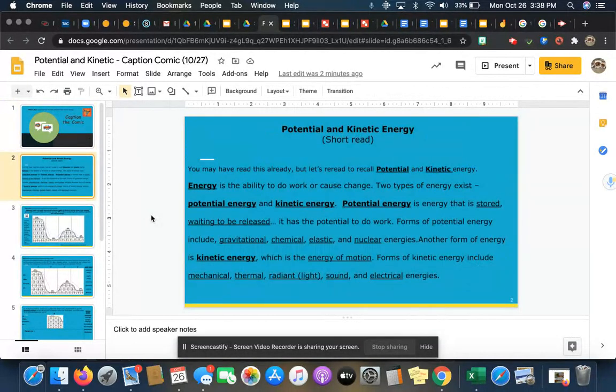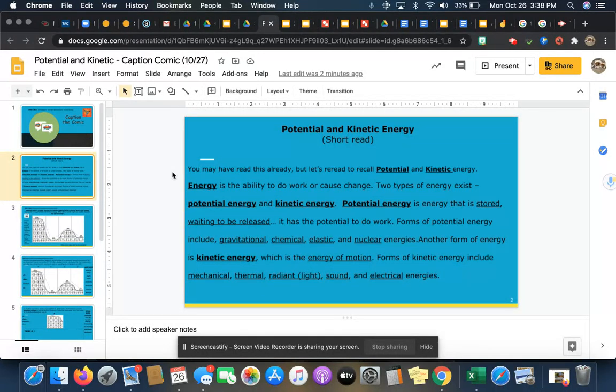Slide 2 has a potential and kinetic energy short read. I'm going to read this out loud with you, and I'd really like for you to follow along so that we can refresh our memory as to what potential and kinetic energy is. I'm going to begin. You may have read this already, but let's reread to recall potential and kinetic energy.